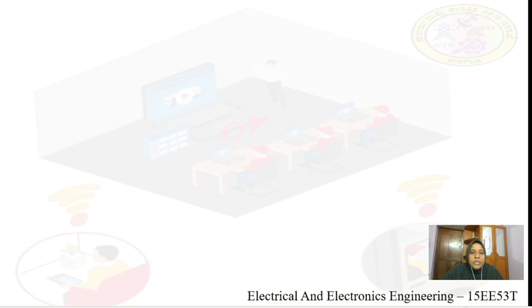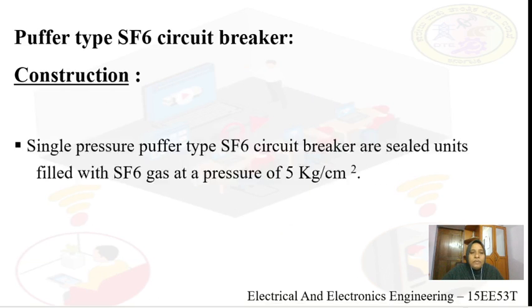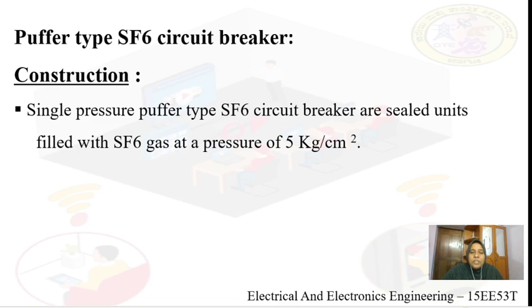Now let us try to see the construction. Whatever we have understood, we'll try to summarize that. So construction: single pressure puffer type SF6 circuit breakers are sealed units filled with SF6 gas at a pressure of 5 kg per centimeter square. So just now what we saw was a puffer type SF6 circuit breaker inside which we have filled SF6 gas. When we fill the SF6 gas, it is at a pressure of 5 kg per centimeter square.